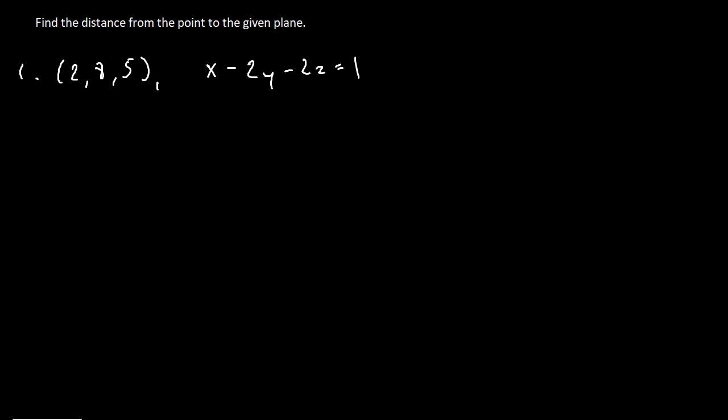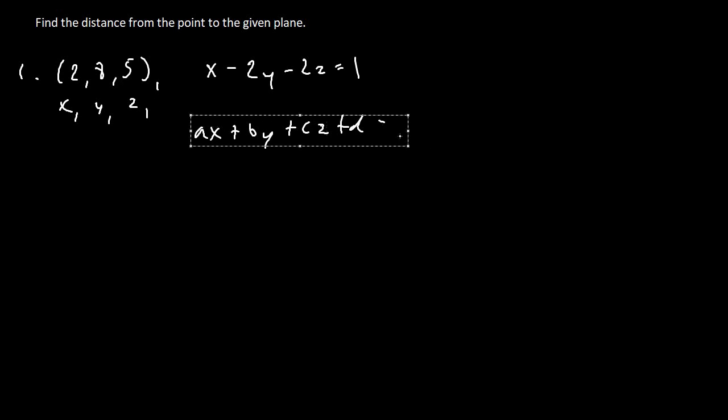So for number 1, we're trying to find the distance from the point (2, 8, 5) to the given plane, x minus 2y minus 2z equals 1. So the first thing we have to do is label out our variables here. So (2, 8, 5) is going to be our given point. That's going to be our x1, y1, and z1. And since our 1 is going to be that d value, we have to subtract it over to the left side, so we can get it in the form of ax plus by plus cz minus d equals 0. So we get it in the form of x minus 2y minus 2z minus 1 equals 0.